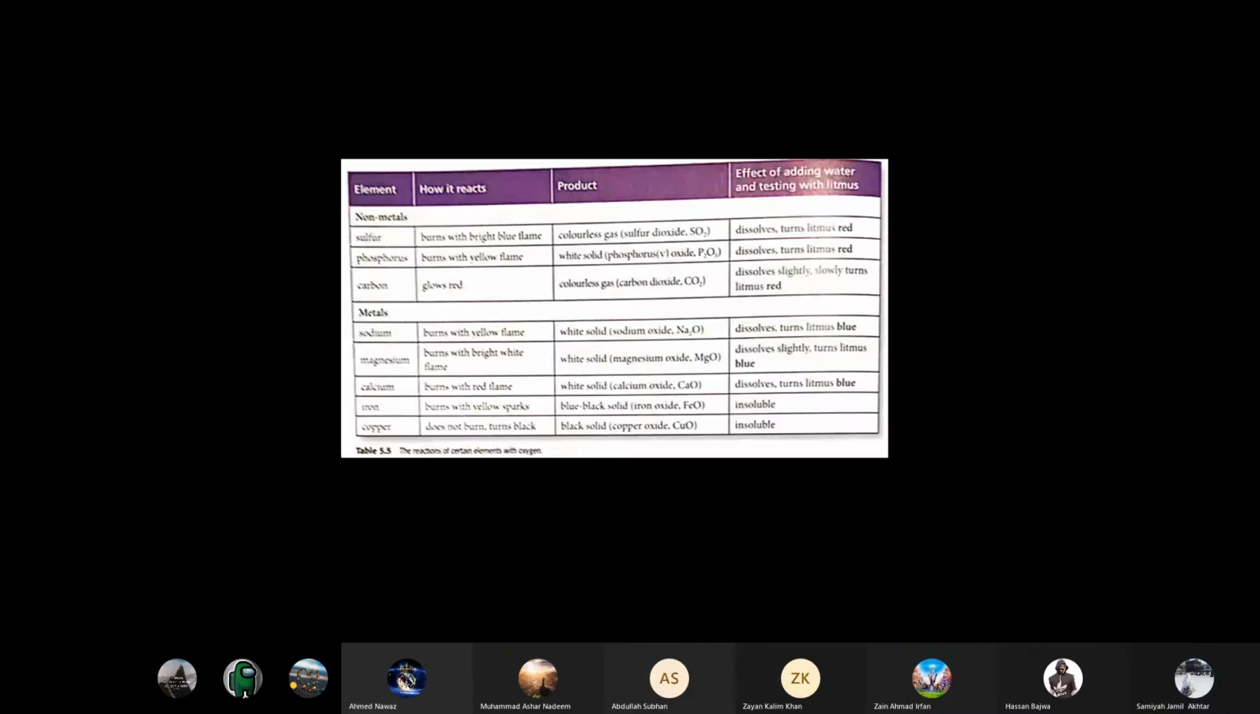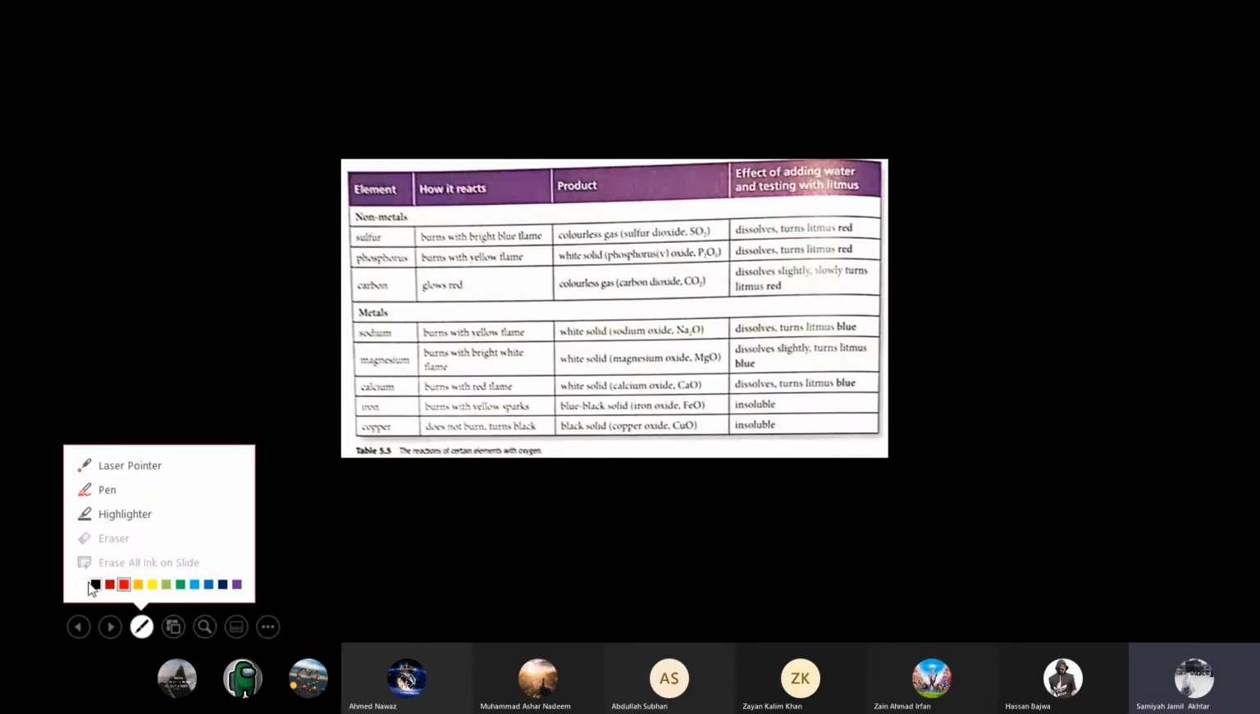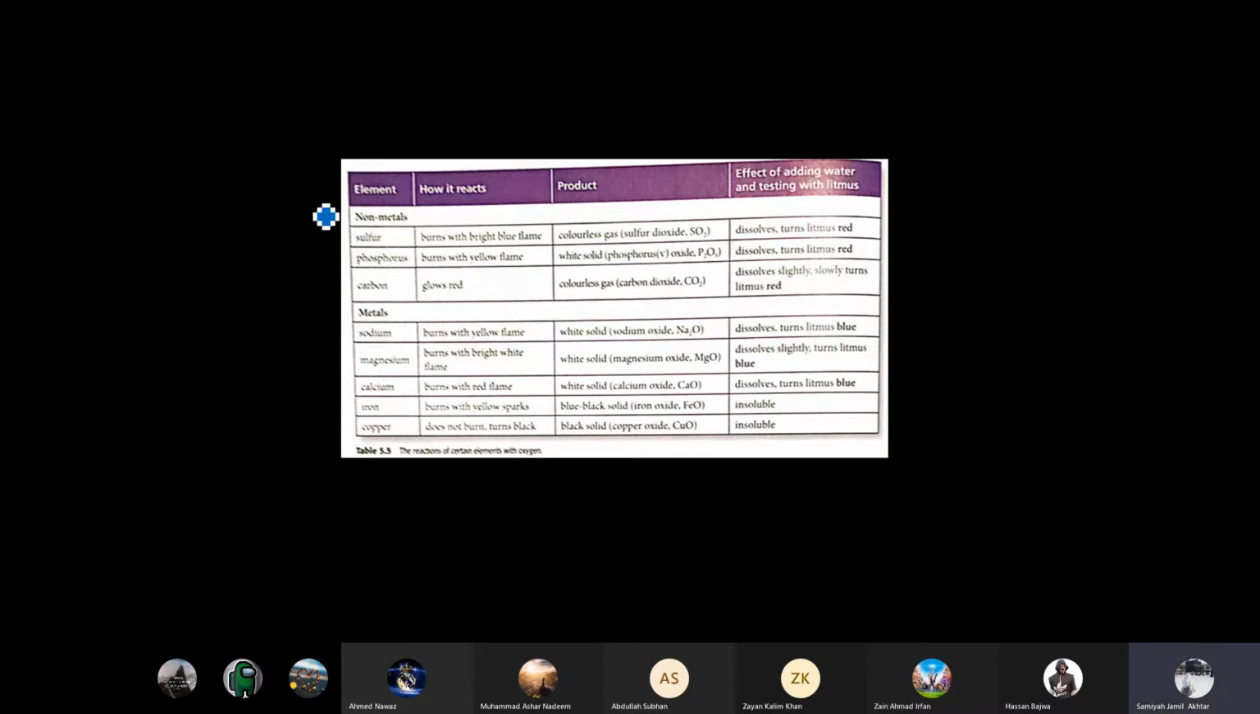Now you can see here in this table about metals and non-metals. In the first three, sulfur and some of the non-metals are written, and then some of the metals are written, and there are different columns. Three columns are here. In the first column, it's written how it reacts. How it reacts means how it burns. Mostly it's how it burns. So these non-metals burn with different color flames.